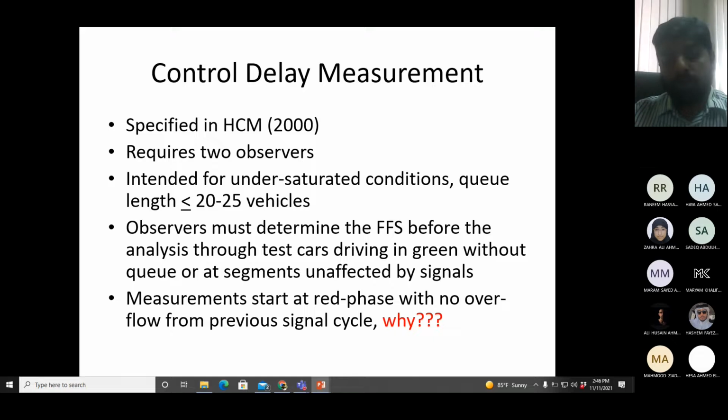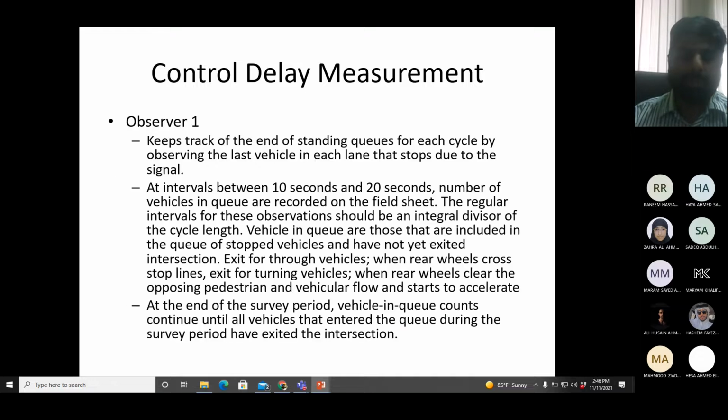So stand on the intersection and measure the speed, but not for all the cars, only for cars which come during the green and immediately cross. The speed of those cars can also be considered close to the free flow speed. So these are two methods by which you can find out the free flow speed.